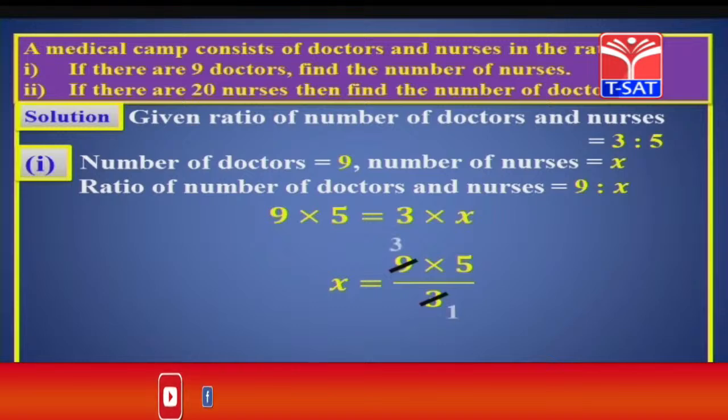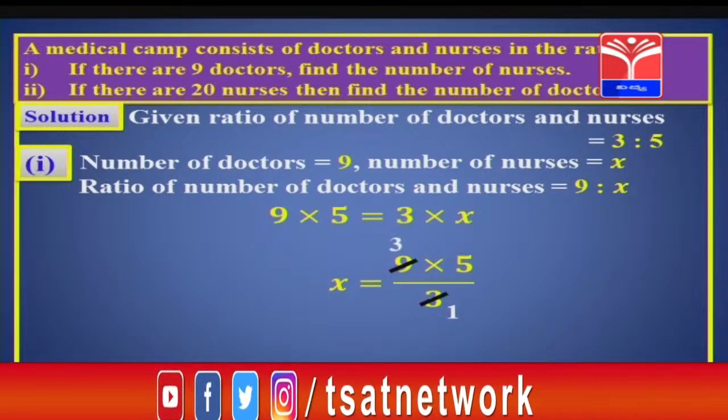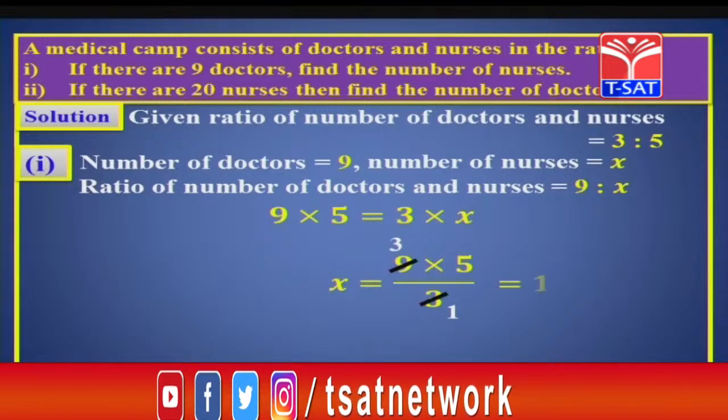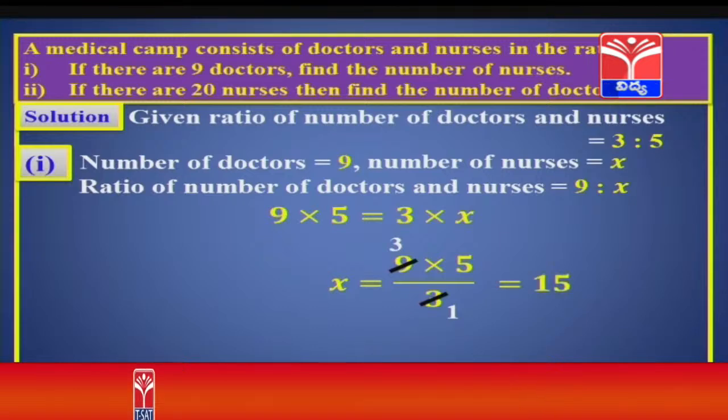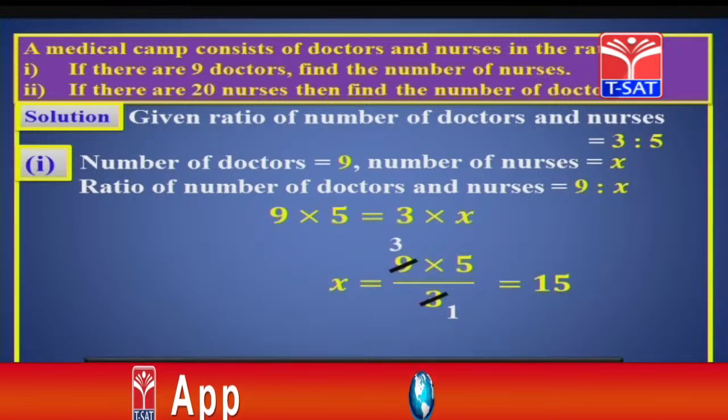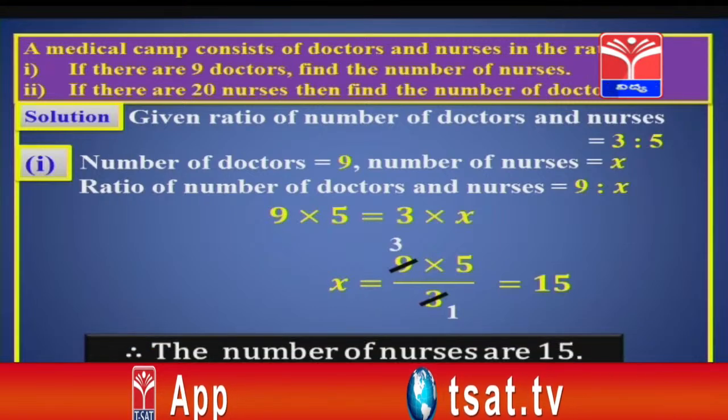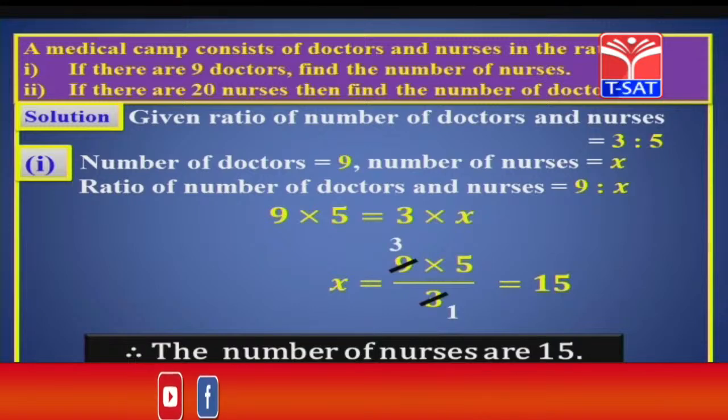So, 3 goes 1 time in 3 and 3 times in 9. So, what is left now? 3 into 5. So, x is equal to 15. Hence, we can say that the number of nurses required are 15. So, this is the first part of the solution, children. This is the first part of the question, children. Now, let us solve the second part.